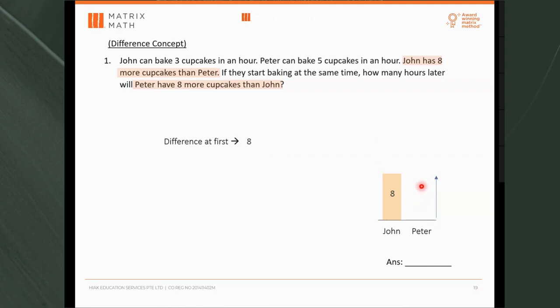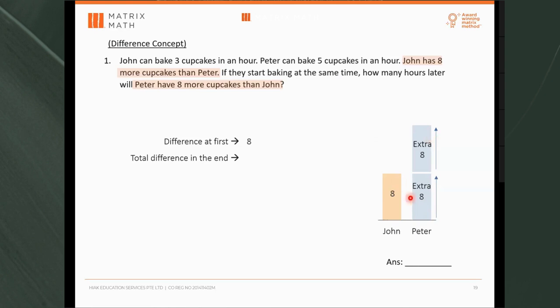So firstly, for him to be the same as John, he needs to bake an extra 8. I'm not saying he's going to bake 8. I'm saying that he has to bake an extra 8. But for him to be 8 above John, the extra that he needs to bake is not just 8, but 8 plus 8.